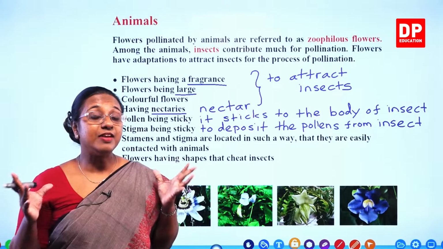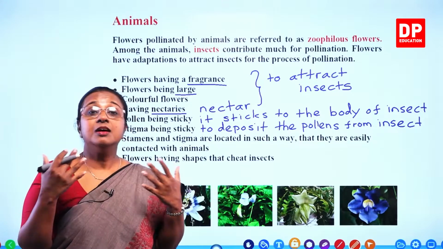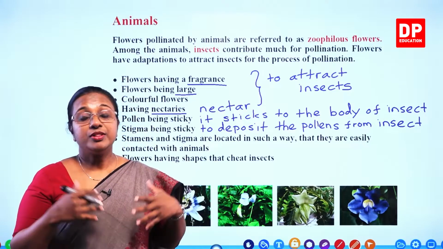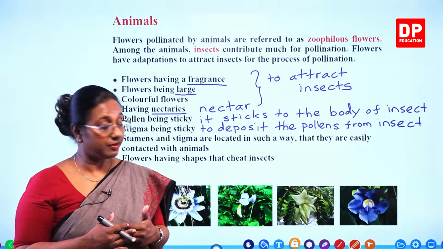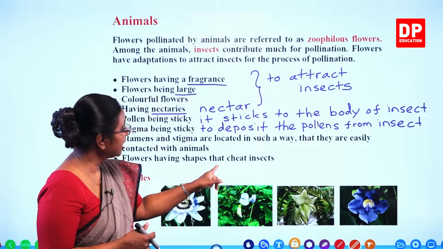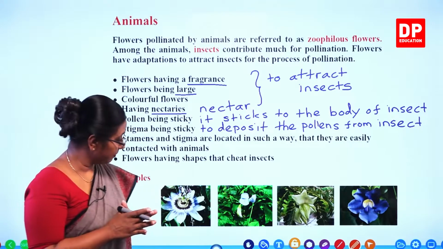So, flowers have various shapes. Sometimes the insects think that it is their food, or they get cheated by the flower. They get attracted to the shape of the flower. So, flowers having shapes that cheat insects, that is again another adaptation.